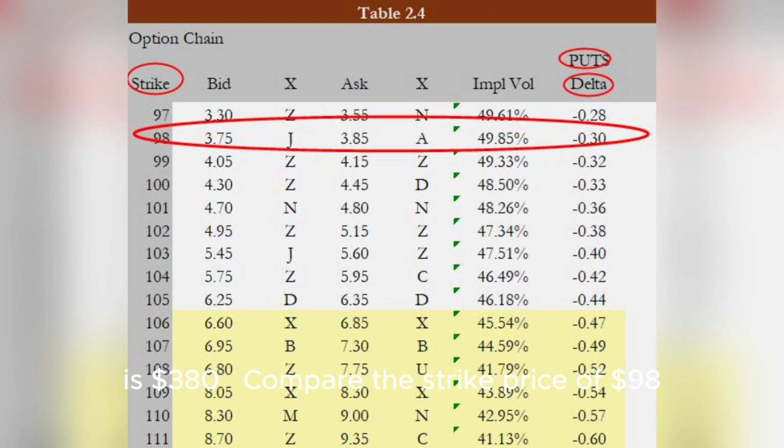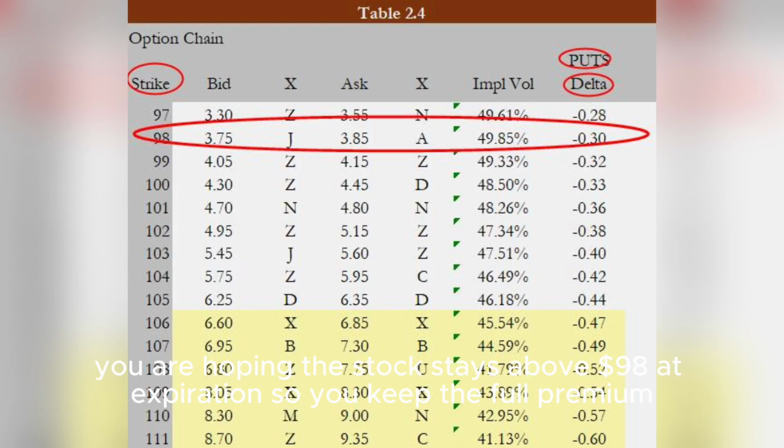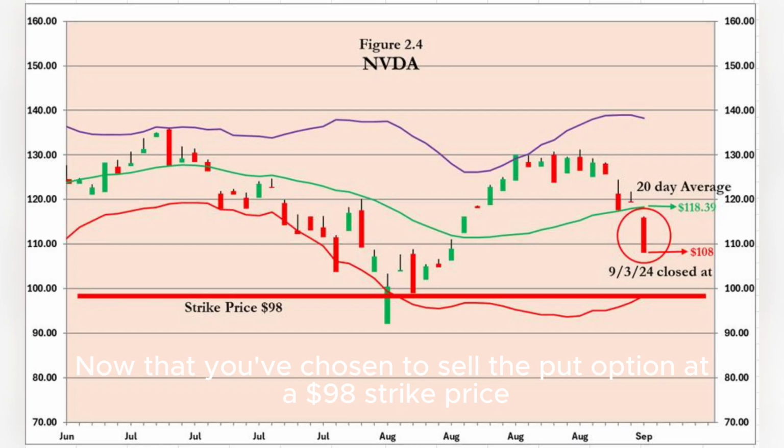Compare the strike price of $98 to the current stock price of $108. If the stock is at $108 and you are selling a put at $98, you are hoping the stock stays above $98 at expiration, so you keep the full premium. Now that you've chosen to sell the put option at a $98 strike price, you can visualize this price as a secondary defense against stock decline. In other words, the stock can drop by another $10 or 9.3% without causing you a loss.